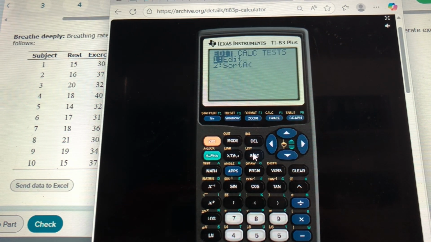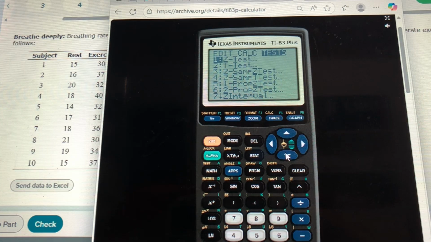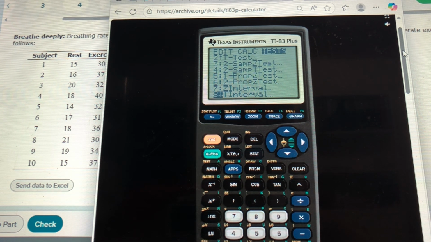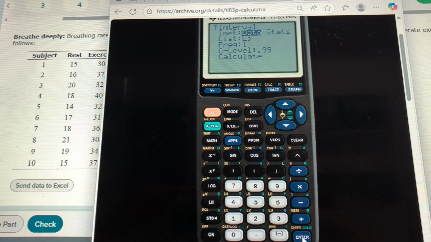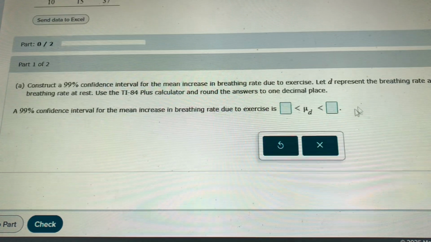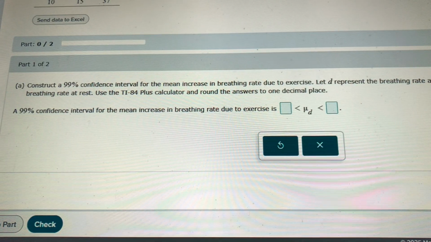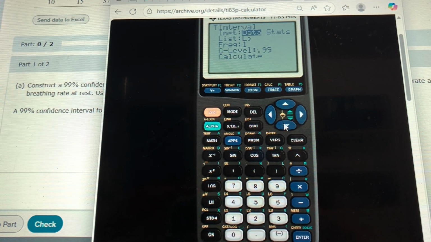So now do stat tests number 8. We always do T interval because they never tell us sigma on problems like this, so it's never going to be a Z interval. And then press enter to select T interval. Keep it on data, keep it on L3, and keep it on 1. The 99% might change. No, it stayed the same, 99% again. So I don't even have to change anything here, just keep it all the same. Calculate.